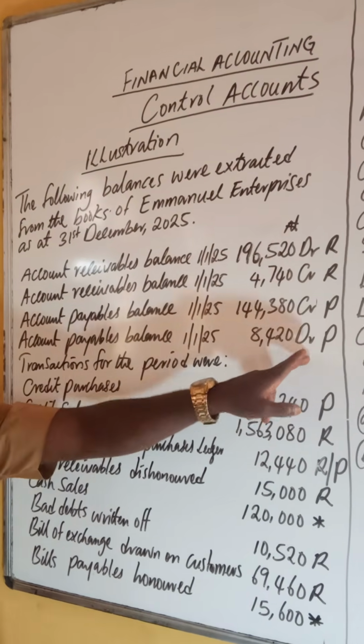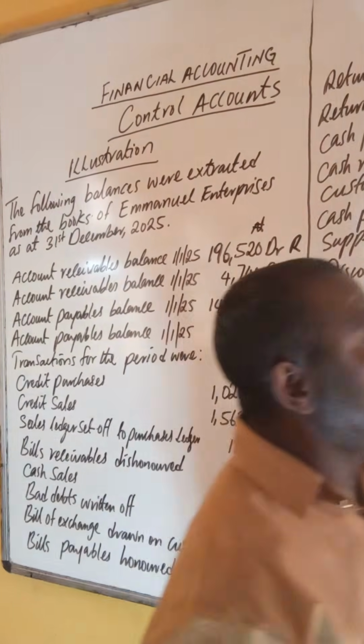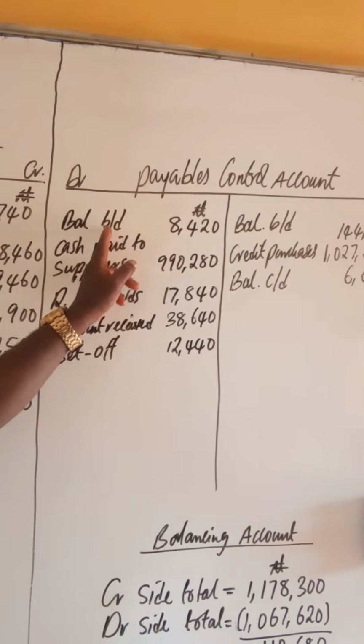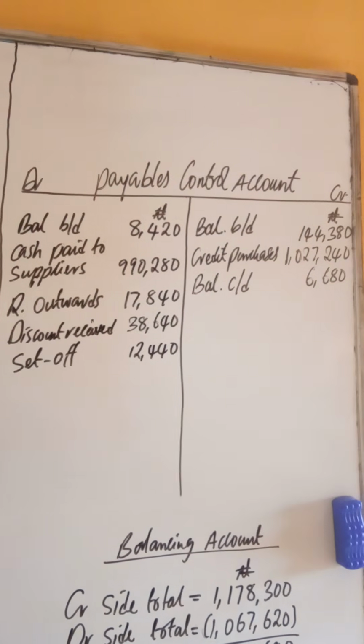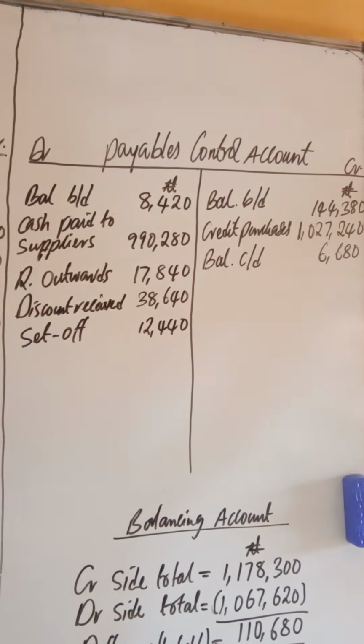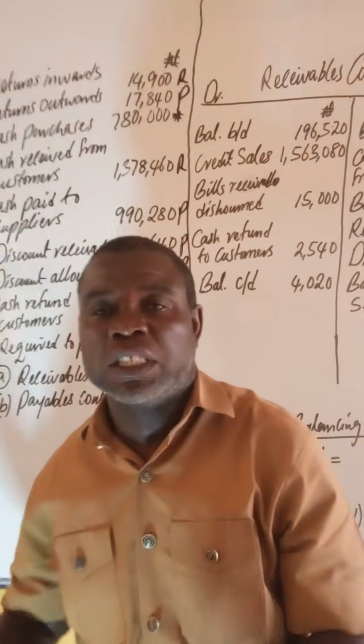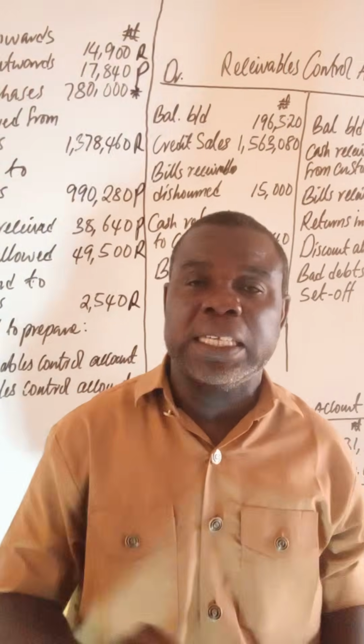So also take it as identified as a debit balance and put it on the debit side. The title still remains balance brought down, which is 8,420 naira. Just like I explained in the case of account receivable, if identified, post as identified.